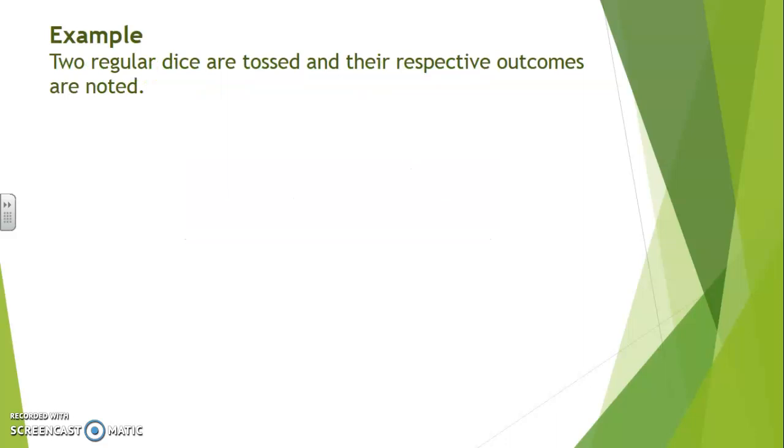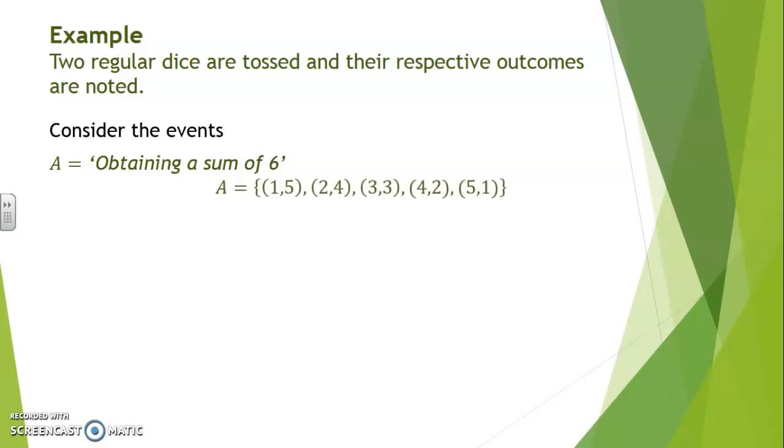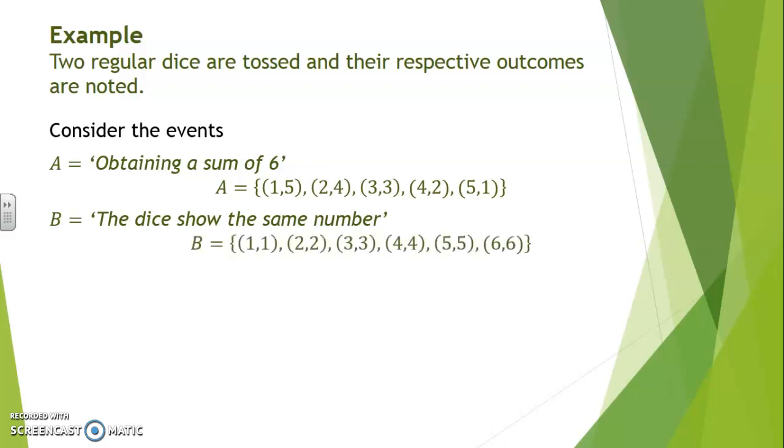For instance, if two regular dice are tossed and their respective outcomes are noted, then event A could be observed, which is to obtain a sum of 6. Here is the listed form for A, and let's suppose B is that the dice show the same number, whose listed form would consist of the 6 sample points (1,1), (2,2), (3,3), (4,4), (5,5), and (6,6).